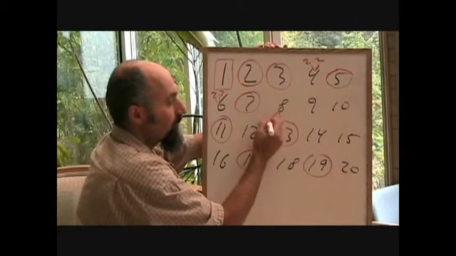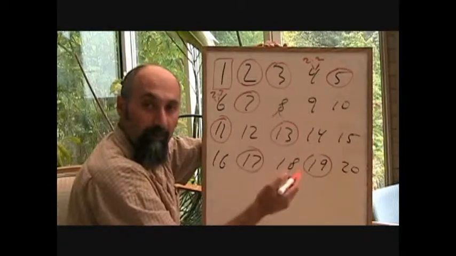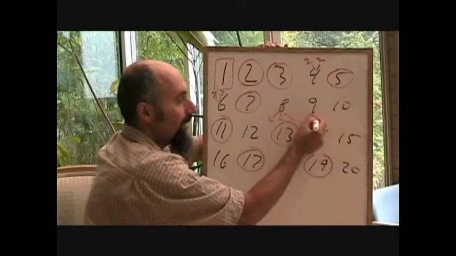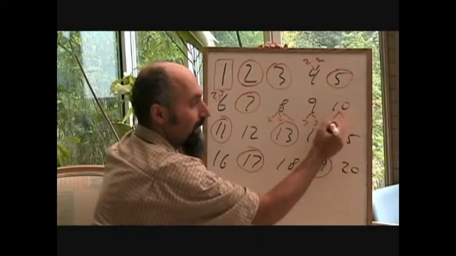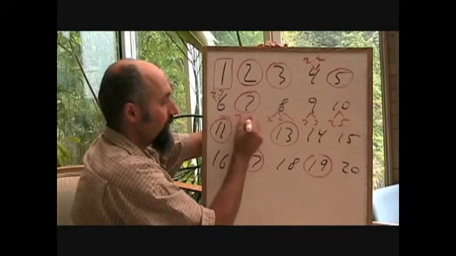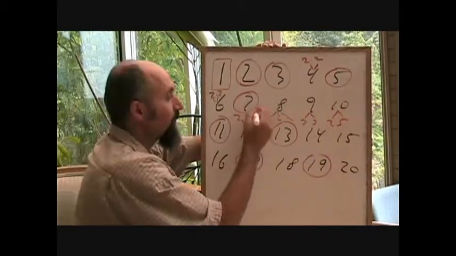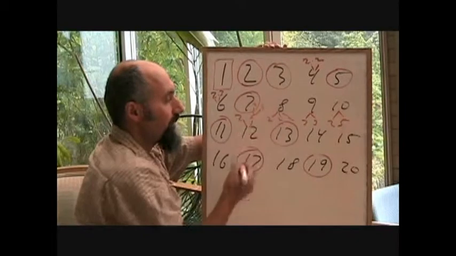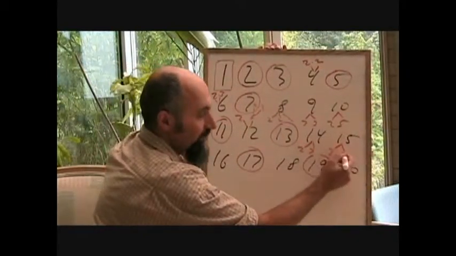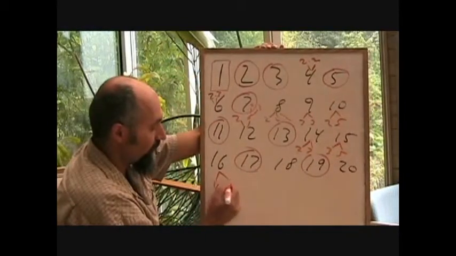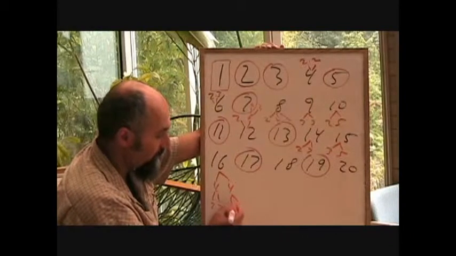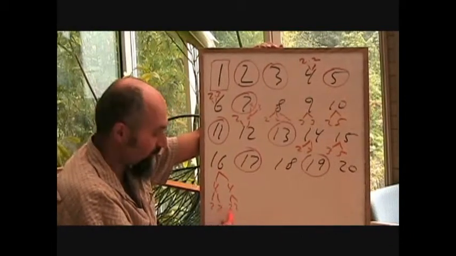8 is 2 times 4, and 4 can be broken down into 2 times 2. So 8 is really 2 times 2 times 2. 9 is 3 times 3. 10 is 2 times 5. 12 is 2 times 6, and 6 can be broken down into 2 times 3. Okay. 14 is 2 times 7. 15 is 3 times 5. 16 is 4 times 4, and 4 can be broken down into 2 times 2 and 2 times 2. So 16 is really 2 times 2 times 2 times 2.